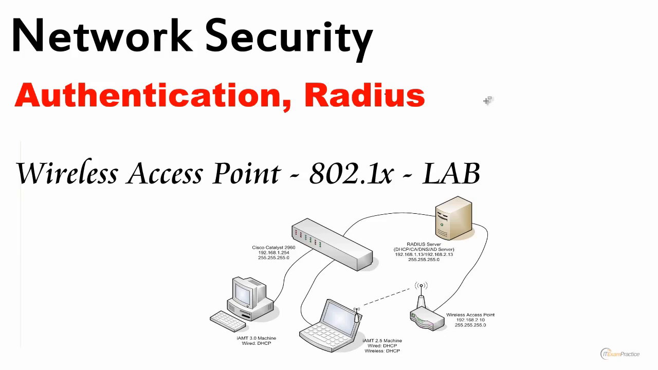Again, I encourage you to play with it. You can start with a simple home office, small office router like a Linksys, Netgear, or whatever. There is an option for WPA2 Enterprise. You can enable it and then use a Windows Server 2008 or a free RADIUS application that is available.